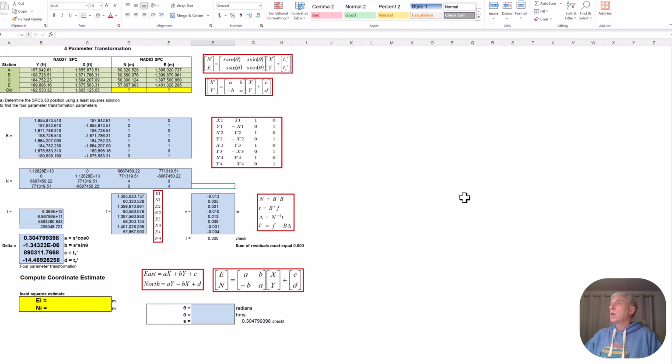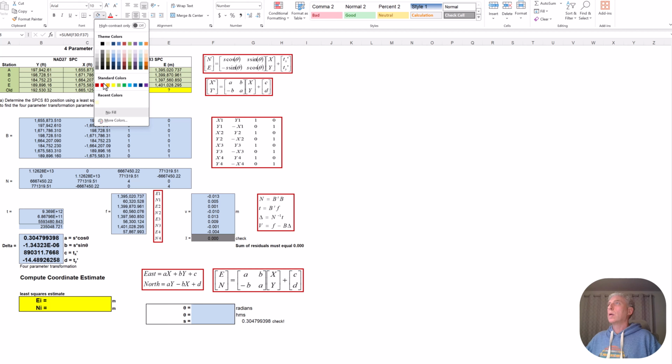And then here's a check, everybody. I'll highlight that in some sort of pink color. So see where it says sum equals 0?